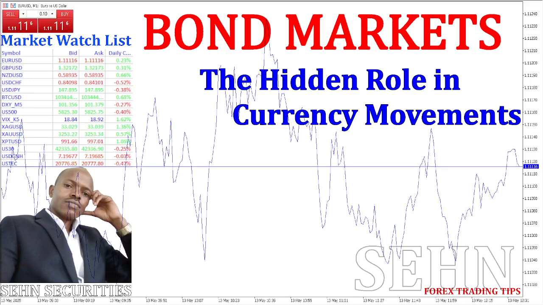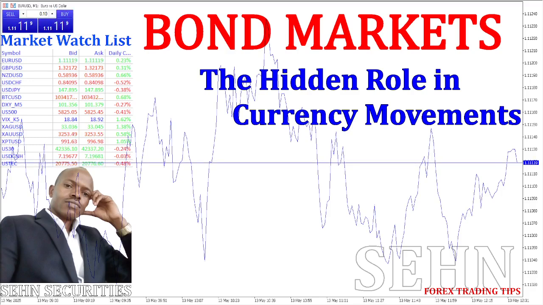Let's not forget emerging market currencies. These are often extremely sensitive to bond yield movements in developed countries. When U.S. yields rise sharply, money often flows out of emerging markets, weakening their currencies. This creates ripple effects in global Forex markets and increases volatility.